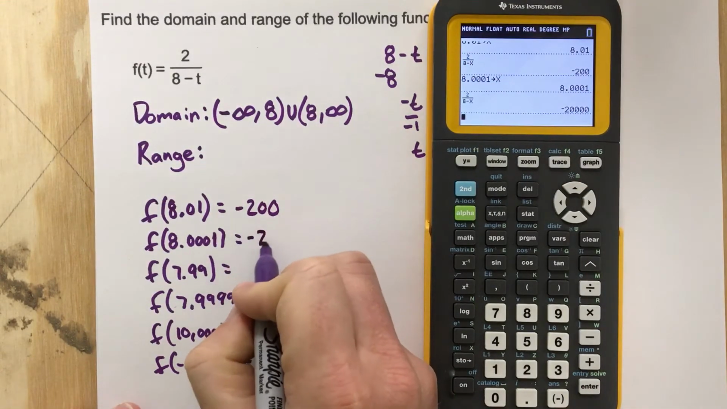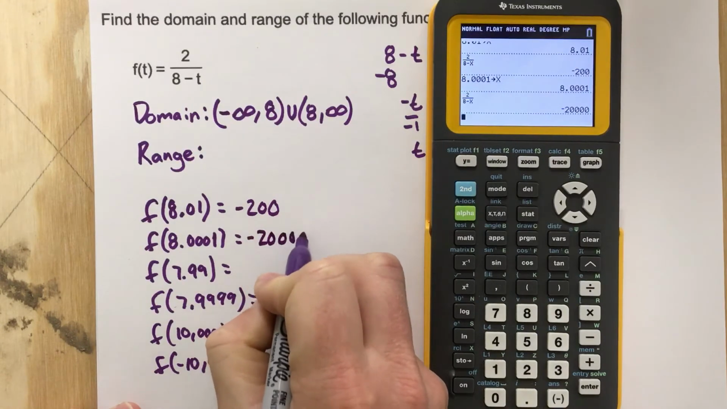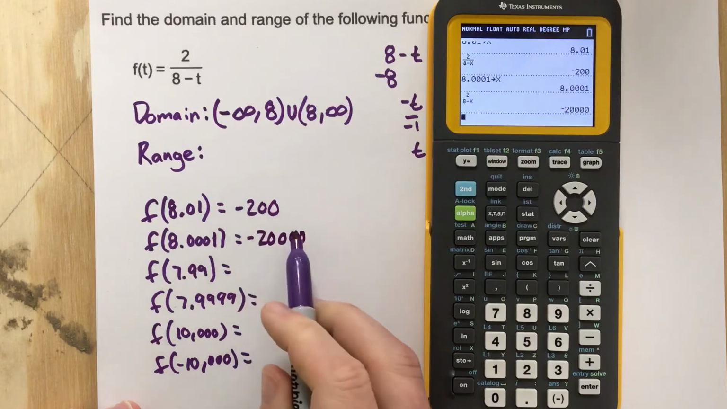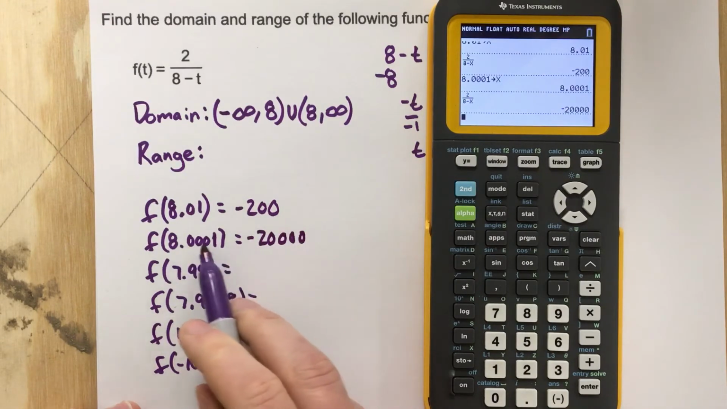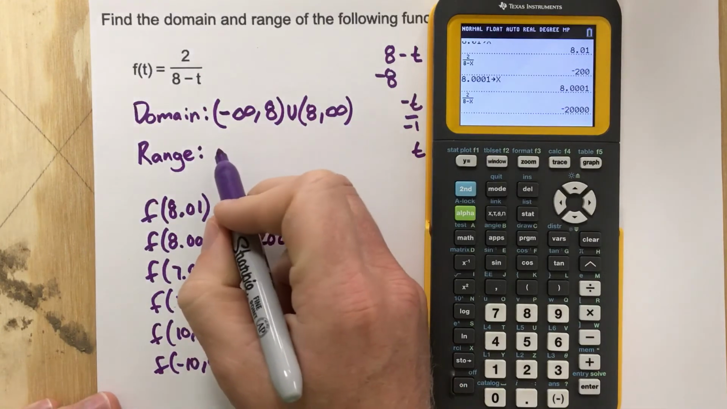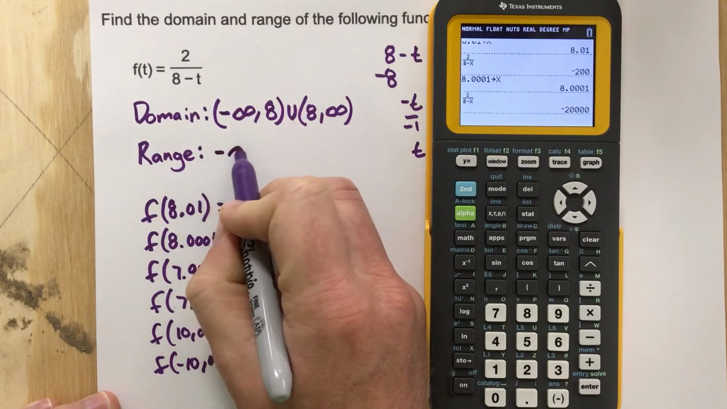So you can see that as I get closer and closer to 8 from the right, I'm going from negative 200 to negative 20,000. I keep extending this out. I'm going to approach negative infinity. So part of our range is going to be negative infinity.